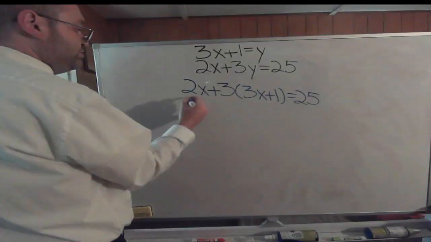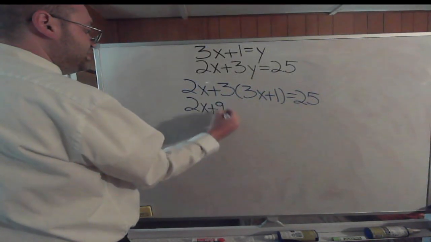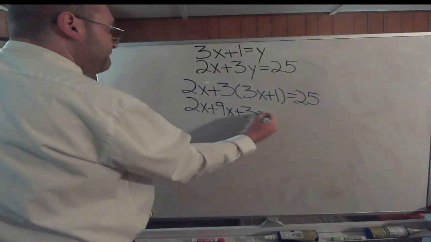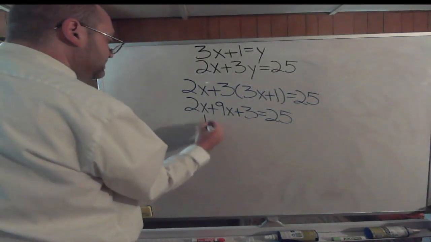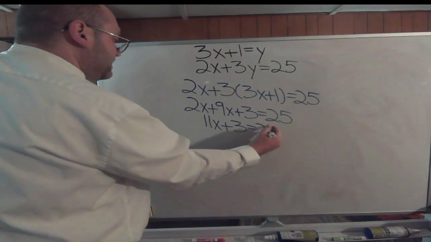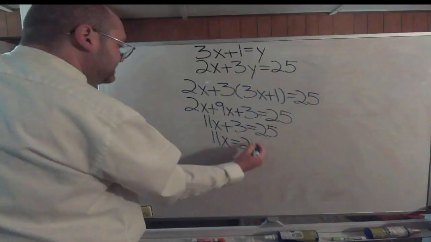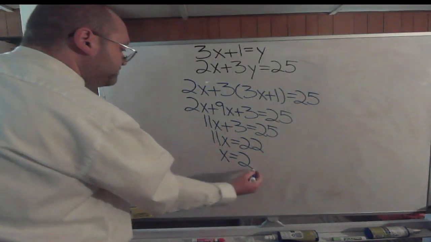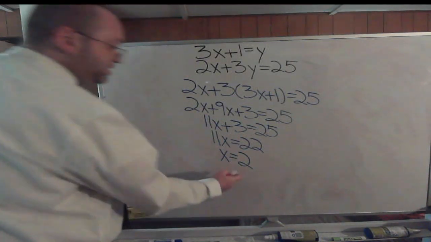So let's do some distribution here. You'll still have 2x plus 3 times 3x, that's 9x, plus 3 times 1, that's plus 3. That equals 25. Which this will turn into 11x plus 3 equals 25, which means 11x equals 22, so then x has to equal 2. So the x coordinate for this system of equations is going to be 2.